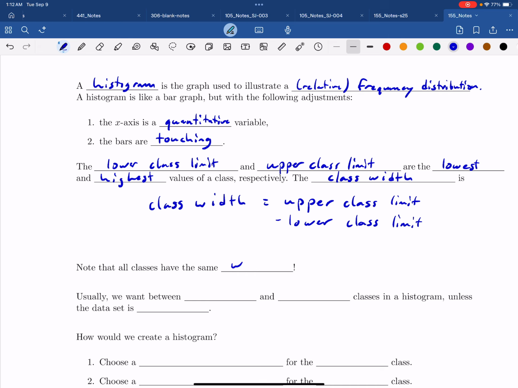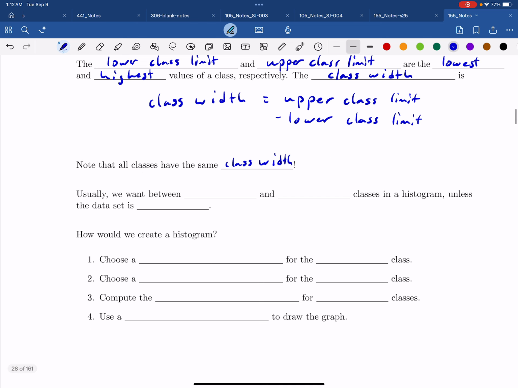And just want to point out that all classes have the same class width, okay? All bars are the same thickness, just like in a bar graph, right? Usually, there's no hard and fast rule, but usually we want between 5 and 20 classes in a histogram, unless the data set is really, really large, right?